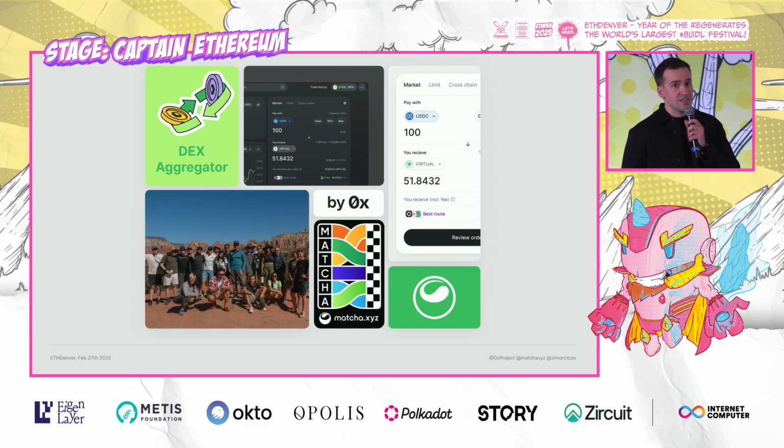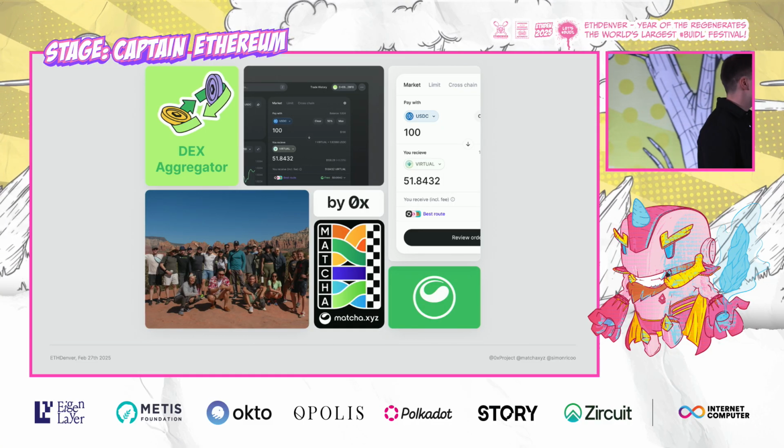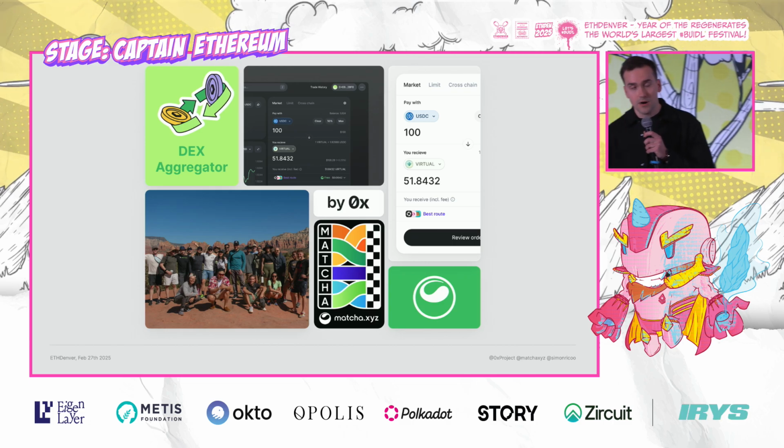Before we start, let me introduce myself. I'm Simon. I'm a principal designer at 0x and Matcha. Matcha is a token aggregator built by 0x, and we are enabling users to swap across 9 million tokens, set limit orders, and perform cross-chain swaps.